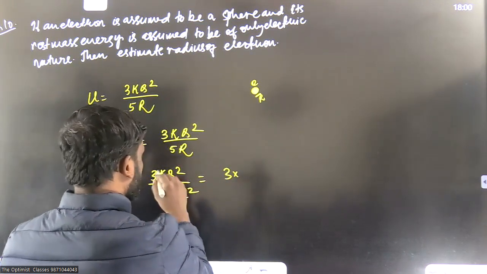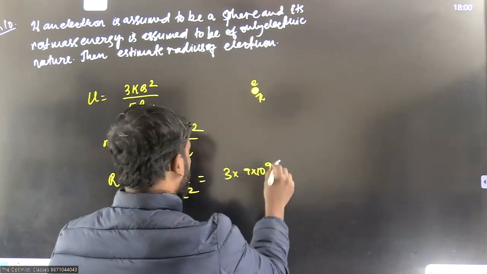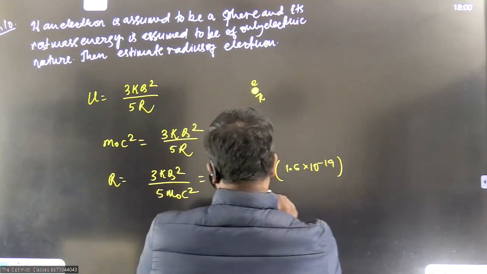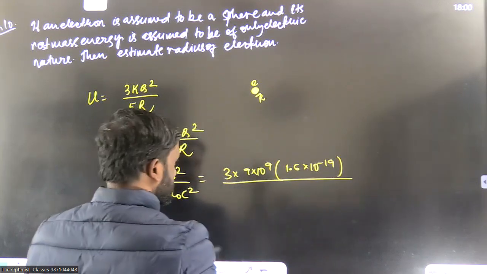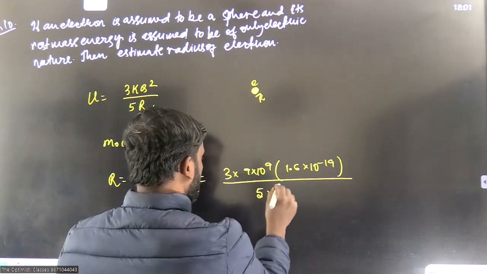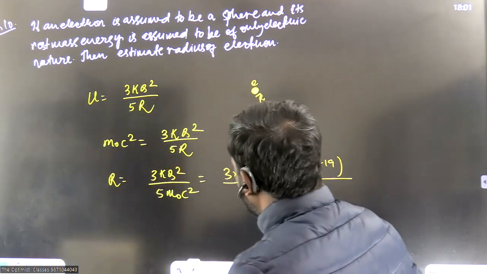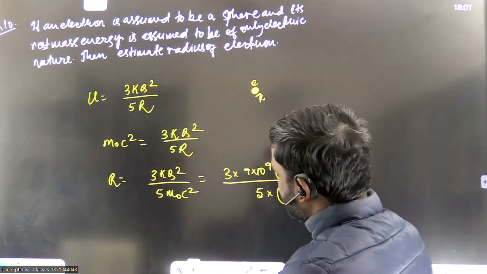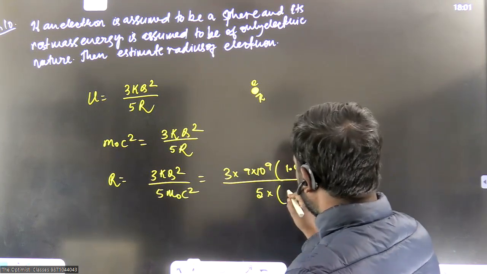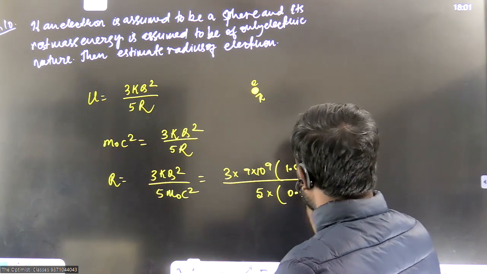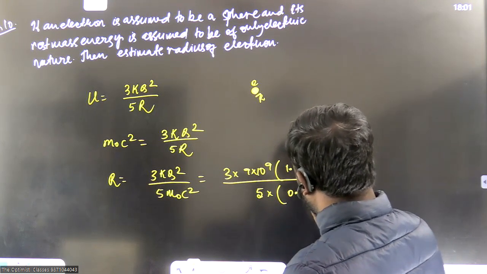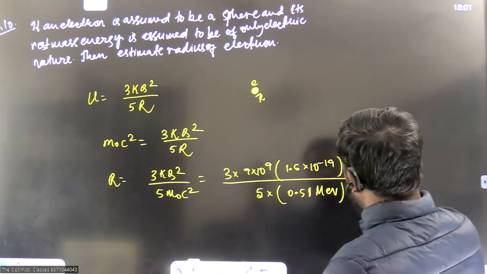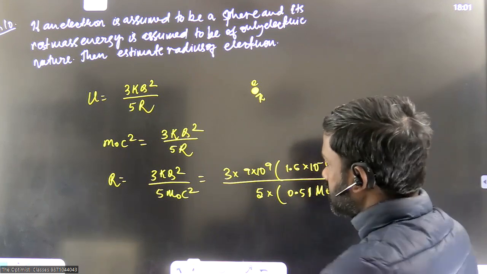So let's put the values. 3 k is 9 into 10 to the power 9, and q for electron is 1.6 into 10 power minus 19. Okay. And this is 5. So here I have put everything in SI unit. Okay. And this one is m naught c square. We know that this is 0.51 mega electron volt. Its unit will be joule meter because radius we are calculating.